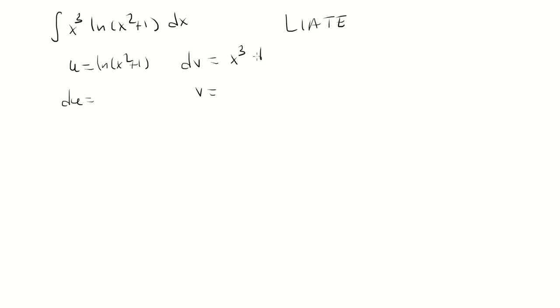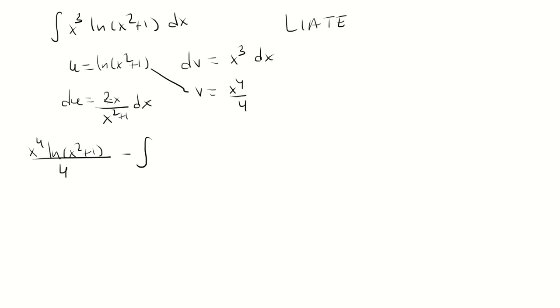dv is everything else. The derivative of natural log of x squared plus 1 is 2x over x squared plus 1 dx. And then the antiderivative of x cubed is x to the fourth over 4. So we're going to multiply u times v minus the integral of v du. And so when I multiply 2 with the fourth, I get a half. Pull that out. x to the fourth times x is x to the fifth over x squared plus 1.